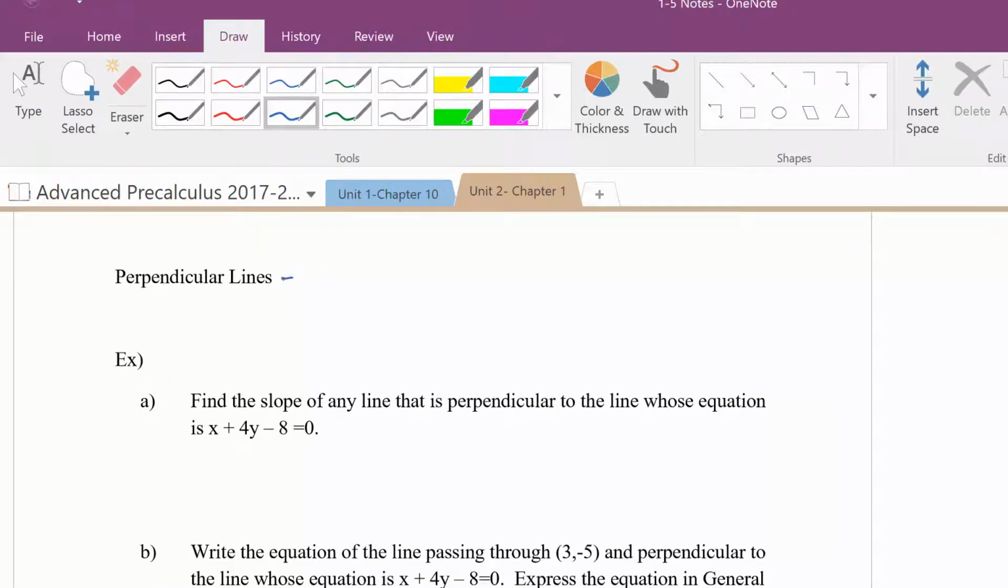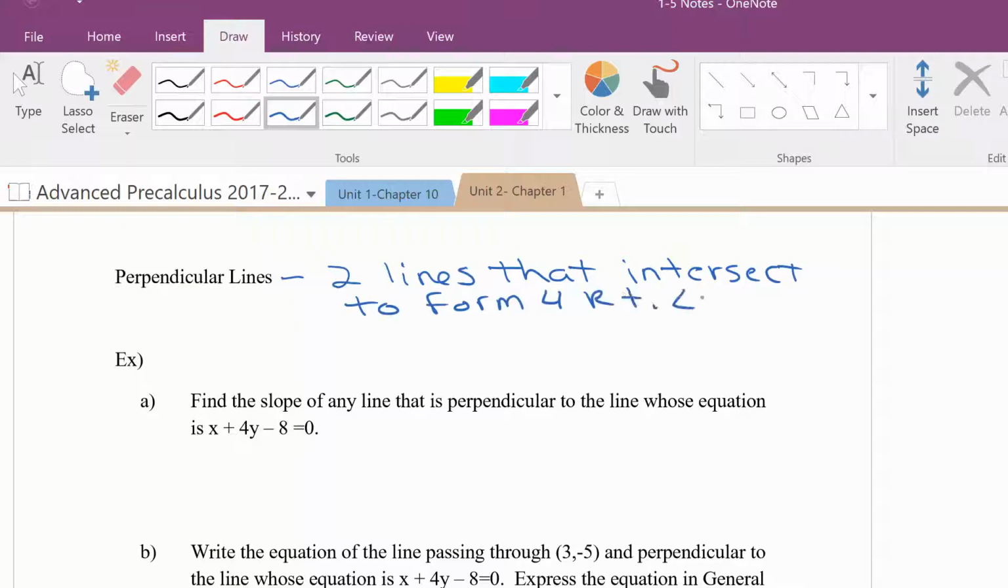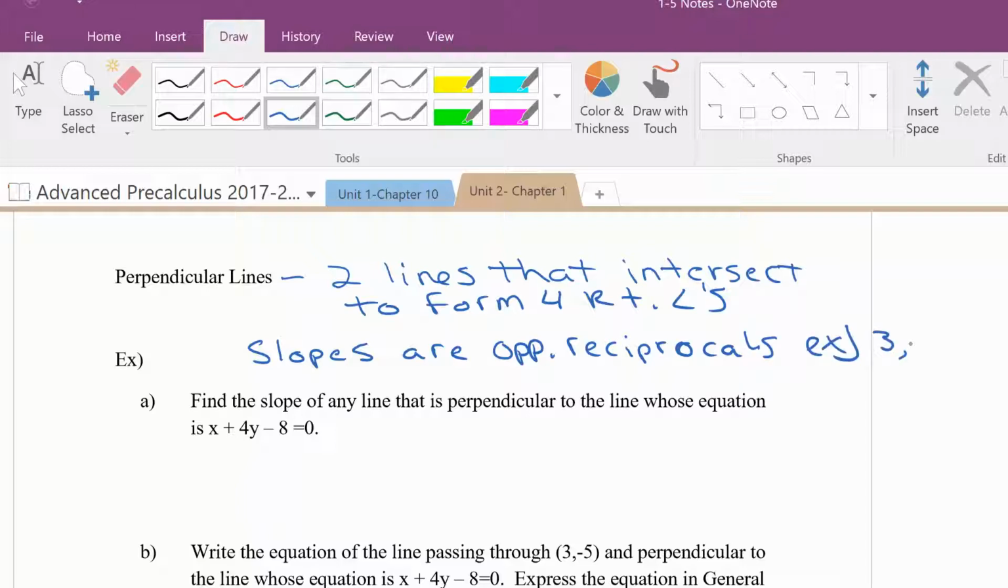Perpendicular lines are two lines that intersect to form 4 right angles. Remember, the key thing there is the slopes are opposite reciprocals. For example, like 3 and negative 1/3, those are opposite reciprocals.